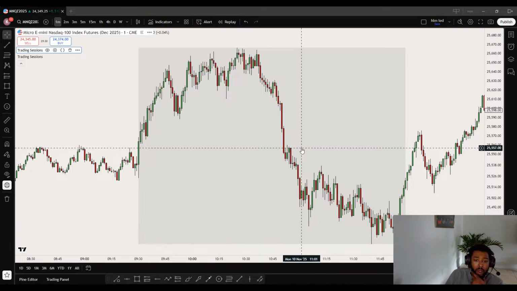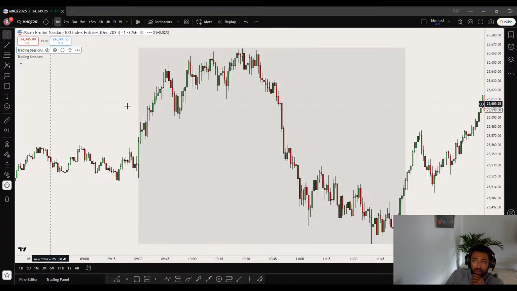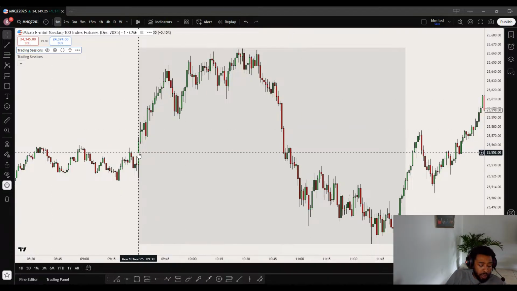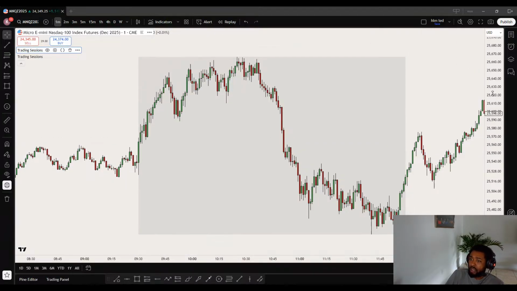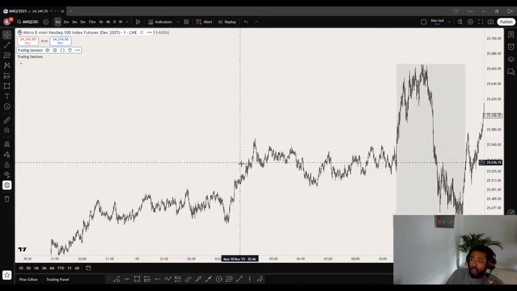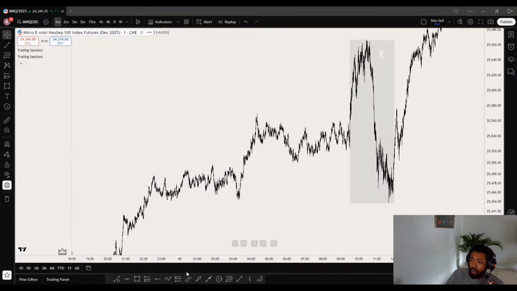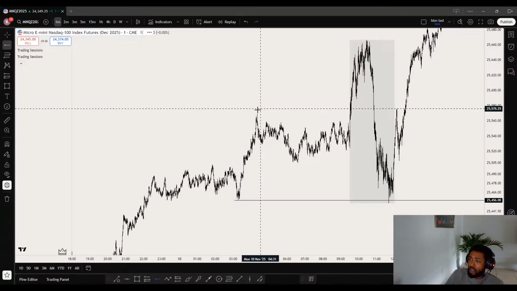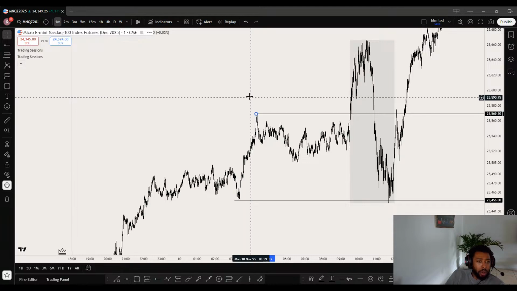All right. So let's get started now. This is Monday the 10th, last week. So market liquidity: first thing we have is sell side here, and we have sell side here, and we have buy side up here.